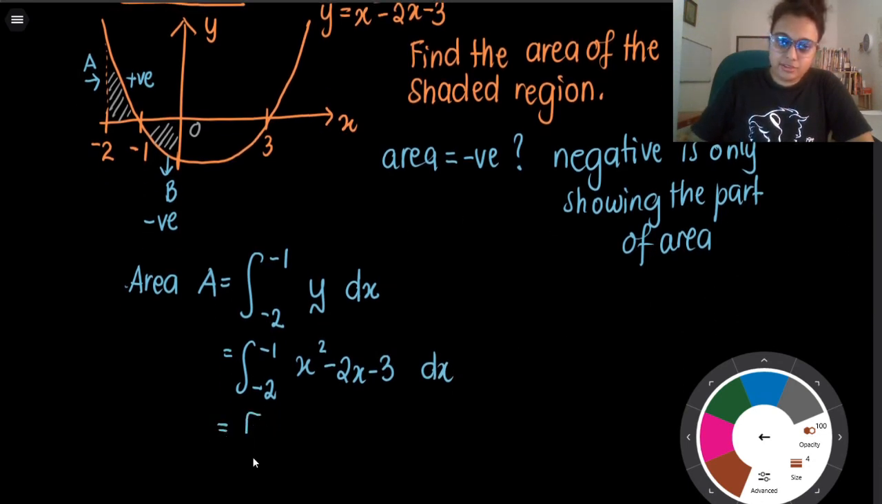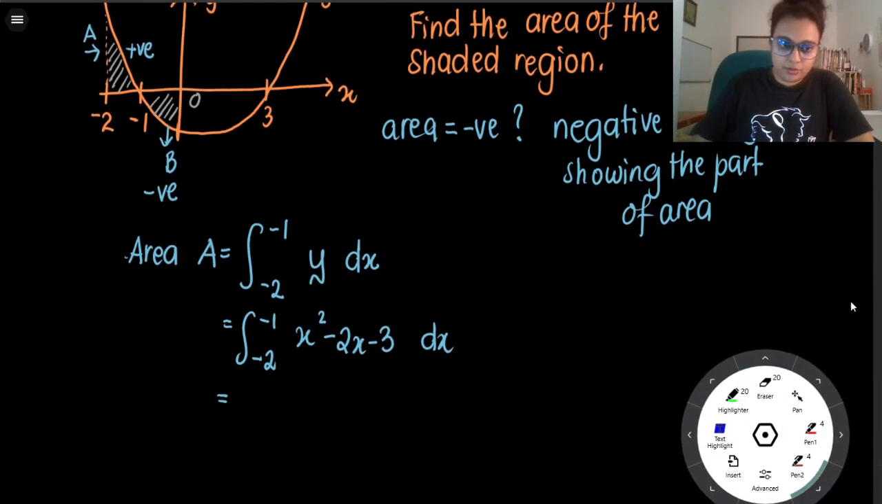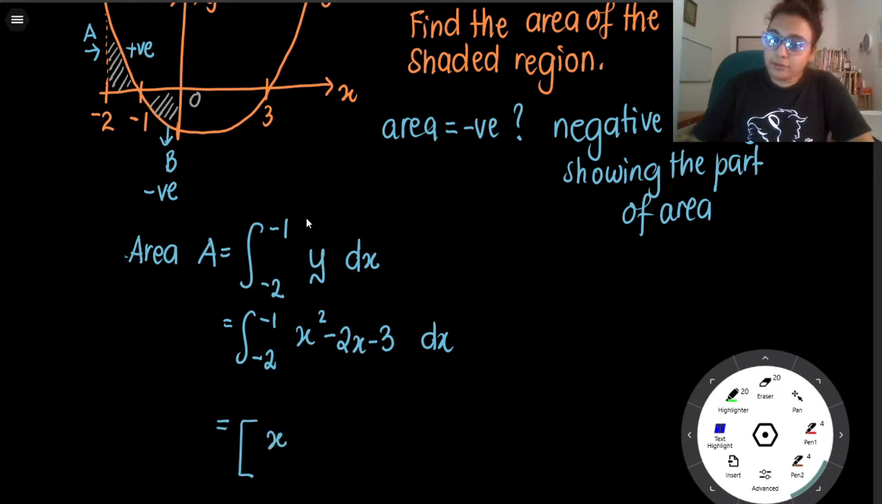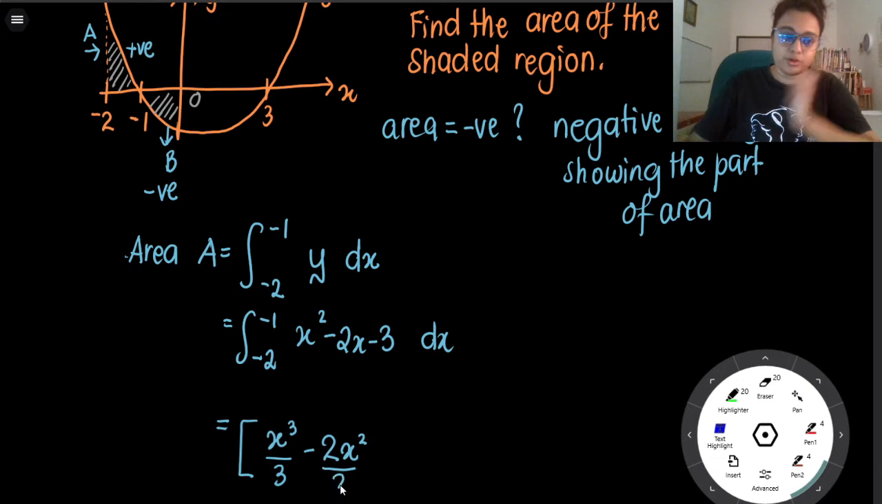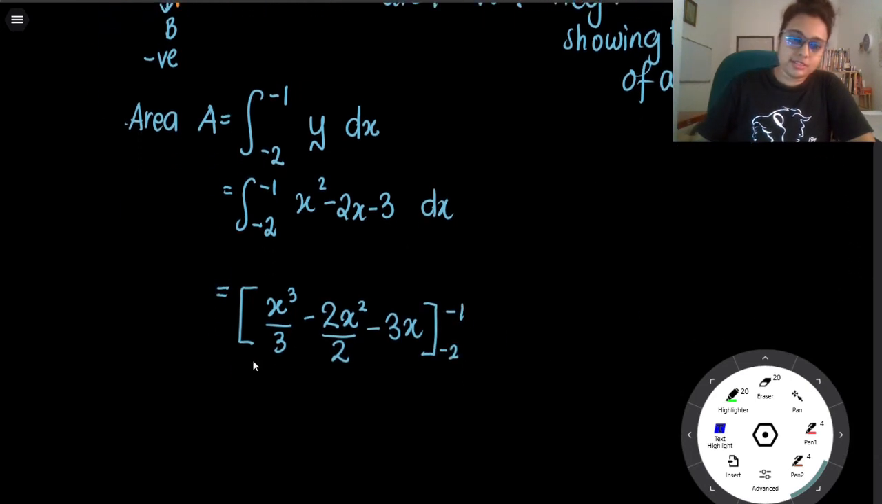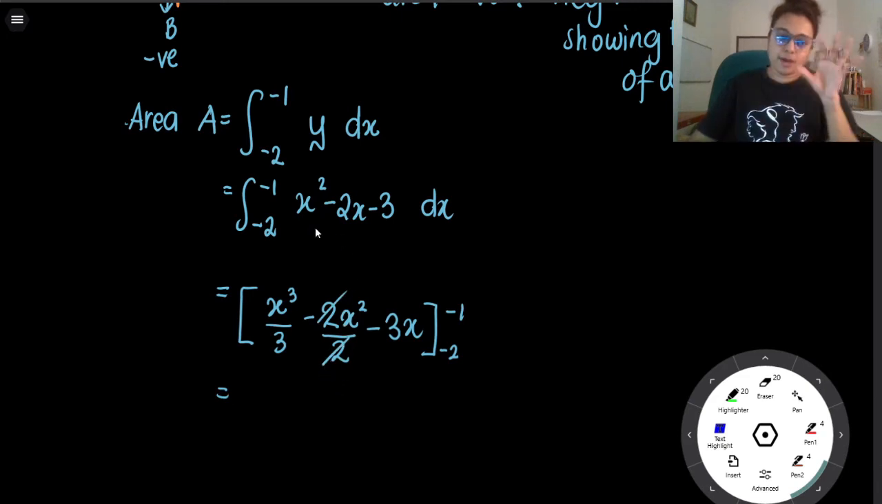Now we find the integration. Okay, we find the integration. So first step, x squared will become x power of 3 over 3, minus 2 times x power of 2 over 2, minus 3, you must always attach x. If it is just a number only, you attach the x. Okay, so now let's solve this. Here the 2 can cut. So I'm going to insert the -1 inside first. Then we're going to minus with the -2.